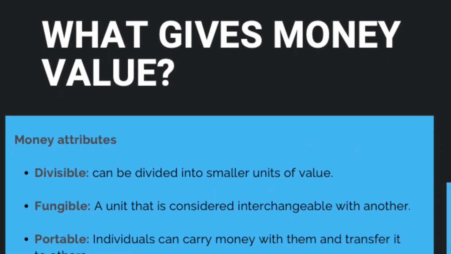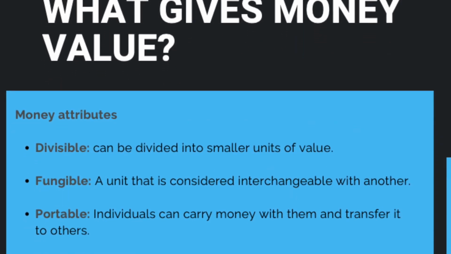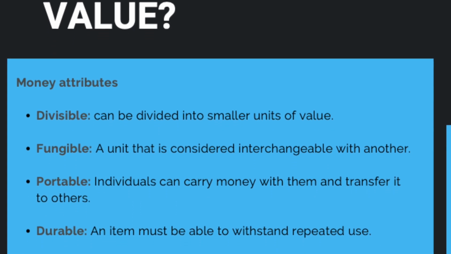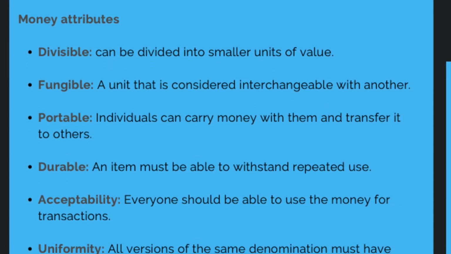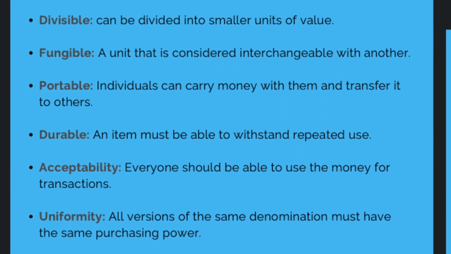In our last lesson, we saw what money was. In this one, we're going to see what gives money that value. So there's a few attributes it needs to comply with, and we're just going to go through them so you can get a better understanding of that.